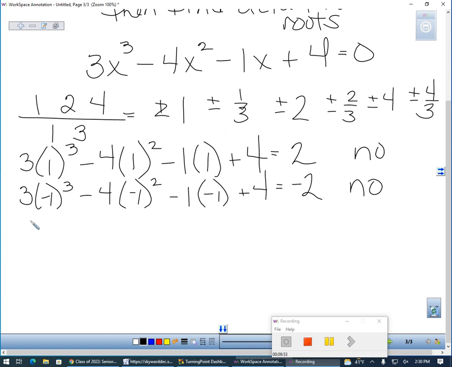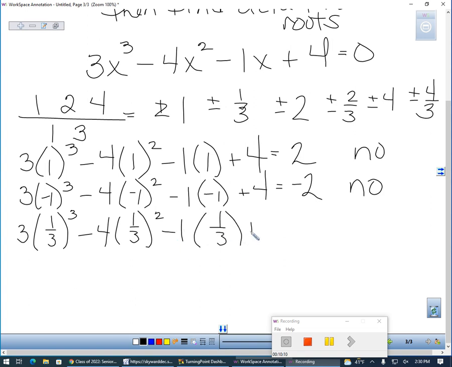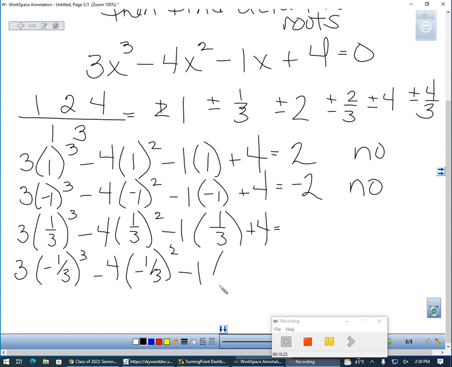So then you go to the next one, positive 1/3. We're going to go 3 times 1/3 to the third, minus 4 times 1/3 squared, minus 1 times 1/3 plus 4. You're going to find that one. Then you go to 3 times negative 1/3 to the third, minus 4 times negative 1/3 squared, minus 1 times negative 1/3 plus 4.